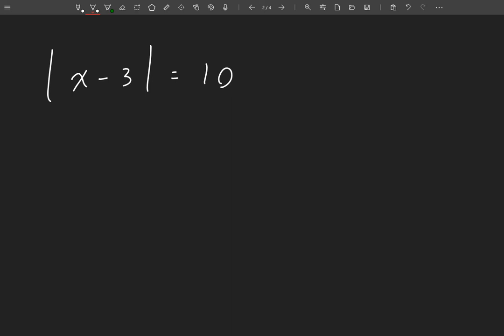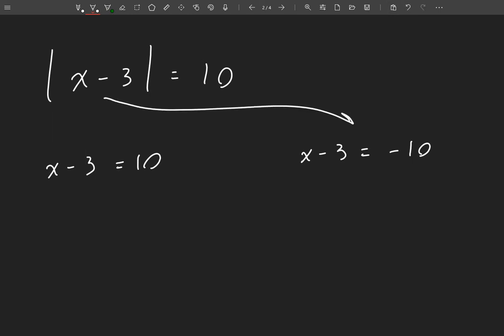All right, I assume that you have tried this. So remember, this thing, whatever's in here, has to be equal to the negative version or the positive version of that. So I'm going to write x minus 3 equals 10, and x minus 3 equals negative 10. All right, now I'm not changing this 10 to a negative, remember? I'm just saying this thing in here has to be negative 10.